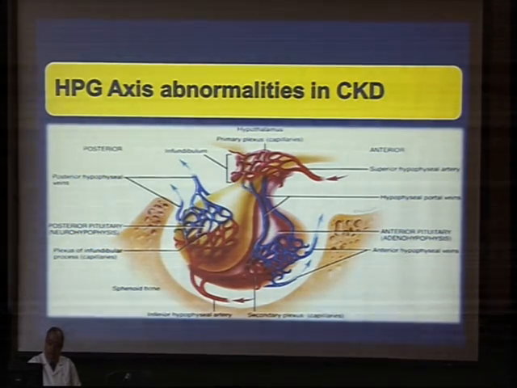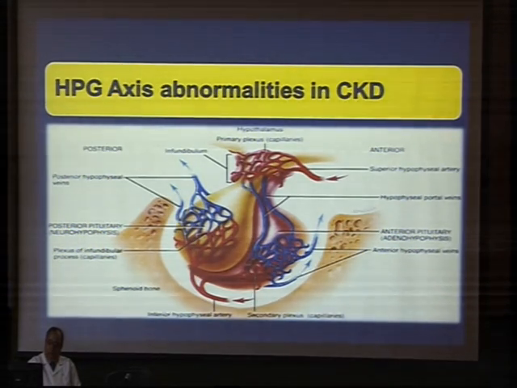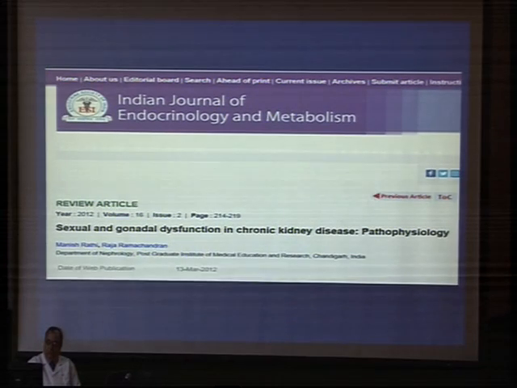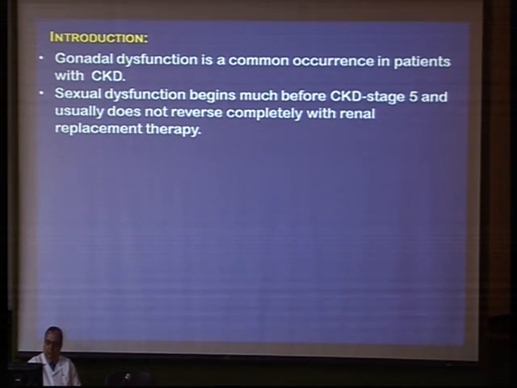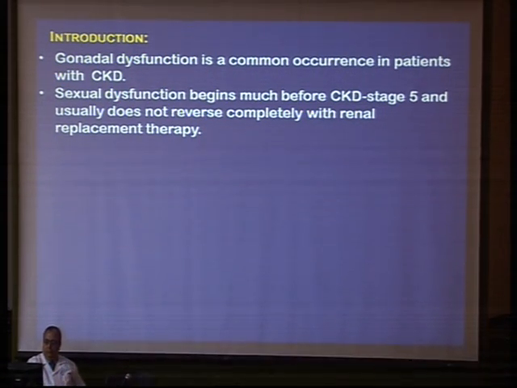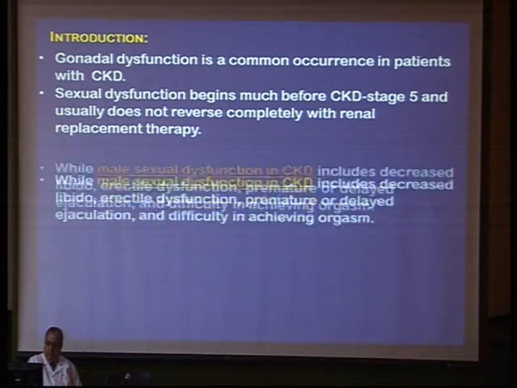Follicle-stimulating hormone and luteinizing hormone are very important for gonadal and sexual function. So what happened here? This article, Sexual and Gonadal Function, found that gonadal dysfunction is a common occurrence in patients with CKD. It is not rare. Sexual dysfunction begins before end-stage CKD, at stage 4 and stage 5, continues through dialysis, and does not reverse completely with renal replacement therapy.